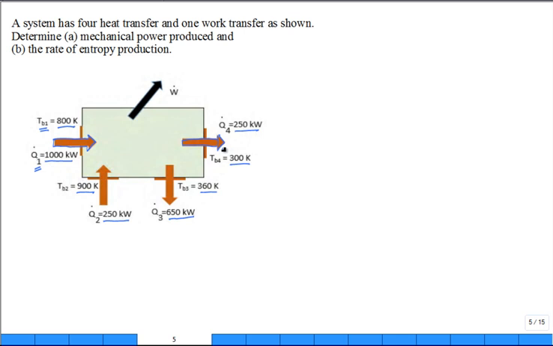What do we have for W dot? It's out, but we have no value given for it. Determine the mechanical power produced. That's what they want you to find, W dot. So what do you do to find that one? Tell me what you do. In principle, energy balance. Apply the first law of thermodynamics. Which form of the equation did you want to apply?